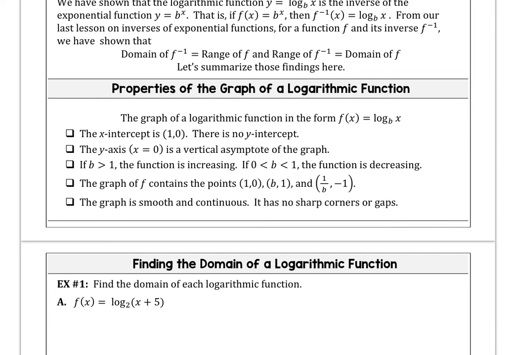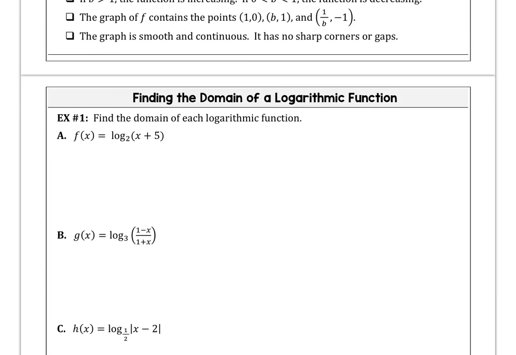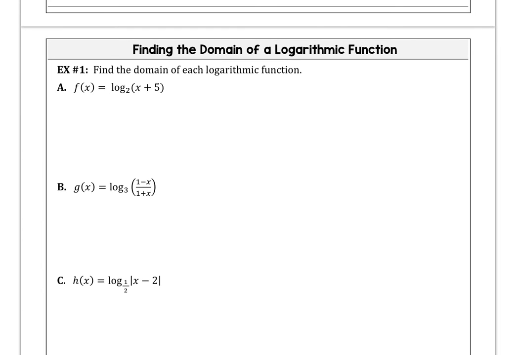So let's jump right into the lesson. We want to find the domain for each of these logarithmic functions. For part A, log base 2 of x plus 5, we're going to consider the argument x plus 5, and we want to know when x plus 5 is greater than 0. So that would happen when x is greater than -5, which leads us to the conclusion that the domain has to go from -5 to infinity.